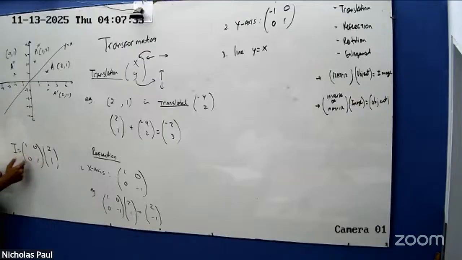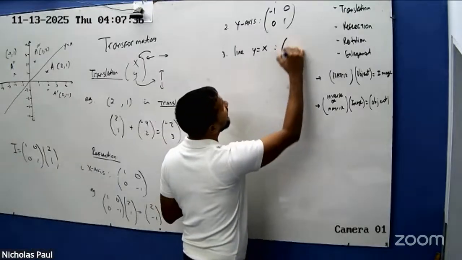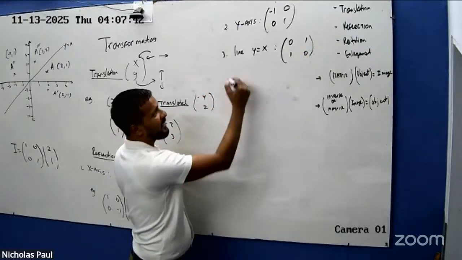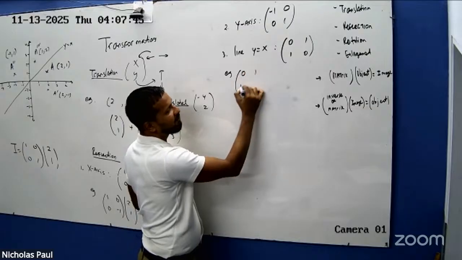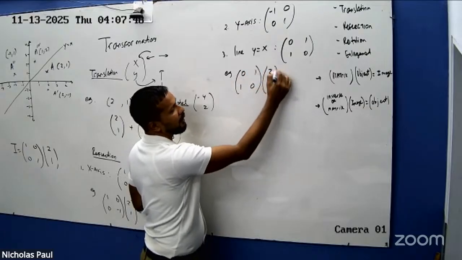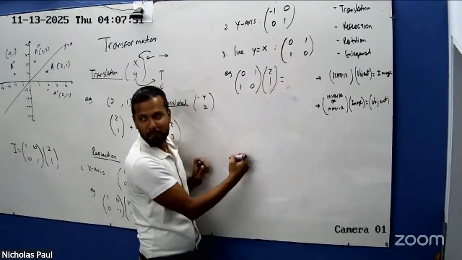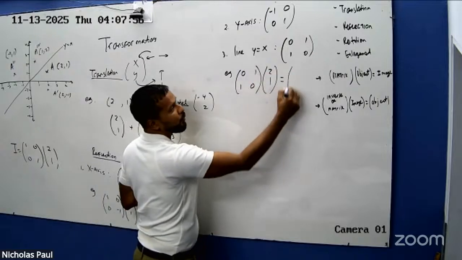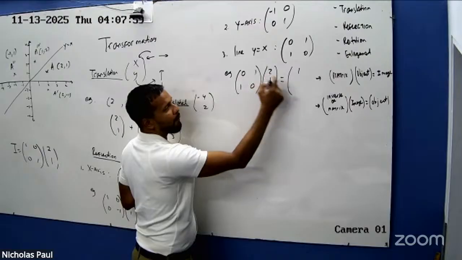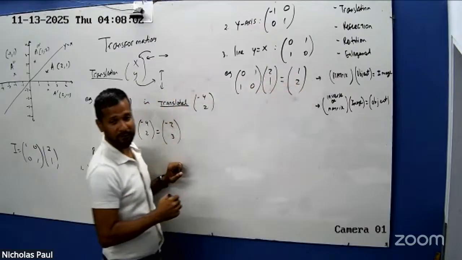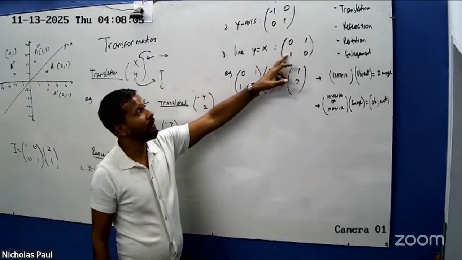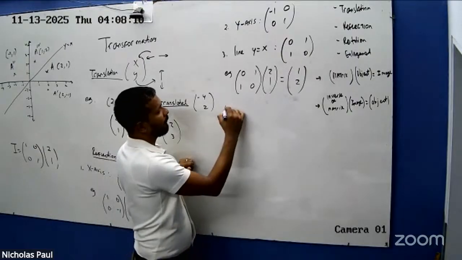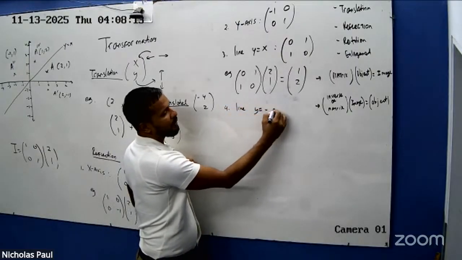0, 1, 1, 0. So KL said 0, 1, 1, 0. Let's see if it makes sense. If I multiply by 2, 1, my answer is supposed to be 1, 2, right? So let's see. 0 by 2 is 0, 1 by 1 is 1, 1 by 2 is 2, 0. Correct. This is your line y equals x. Everybody okay with that? Last one in reflection: line y equals minus x.